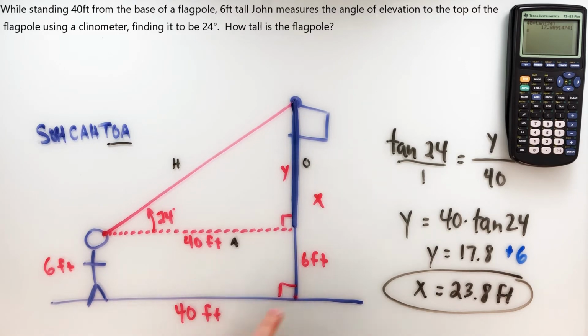Always double check your labels. Make sure you look at what your problem is asking you to round to. This one I didn't tell you. I went ahead and rounded to the nearest tenth.